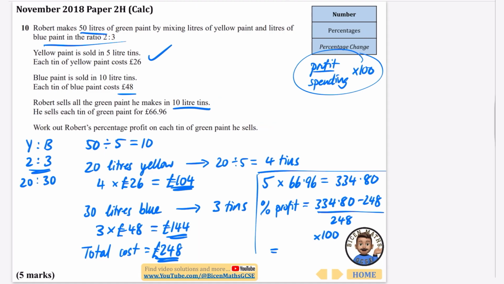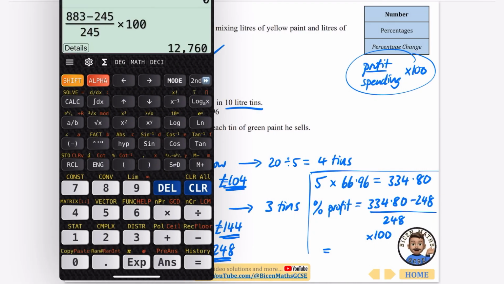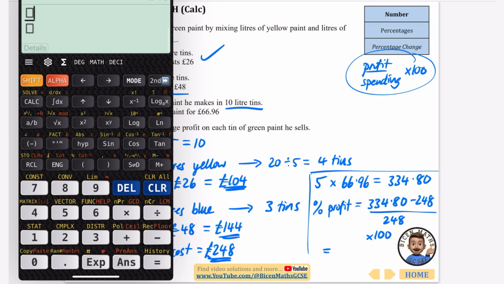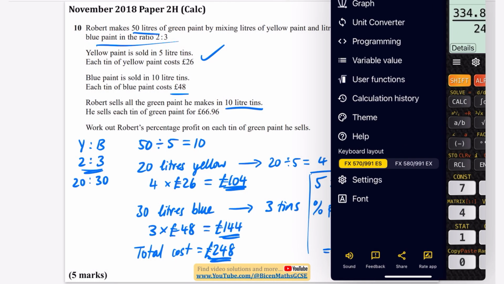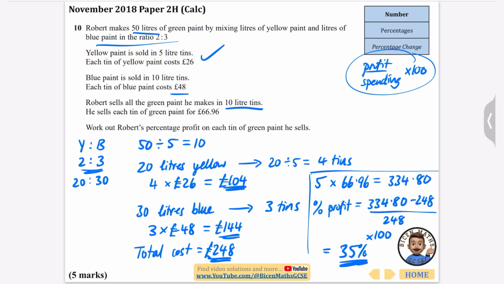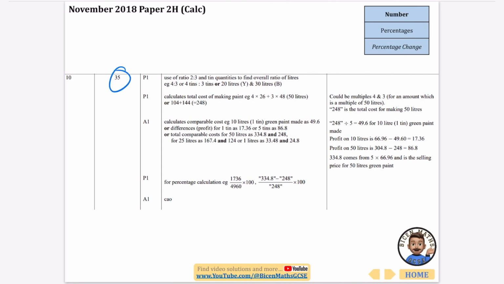So let's put the calculator on the other side so we can see what's going on. We're going to do 334.8 minus 248 divided by 248 times that by 100, and we get that the percentage profit is 35%. Now I've had to try and squeeze that all in quite a small area. You'd obviously want to arrange your page a little bit more neatly than I have done there. And we do have the right answer of 35.